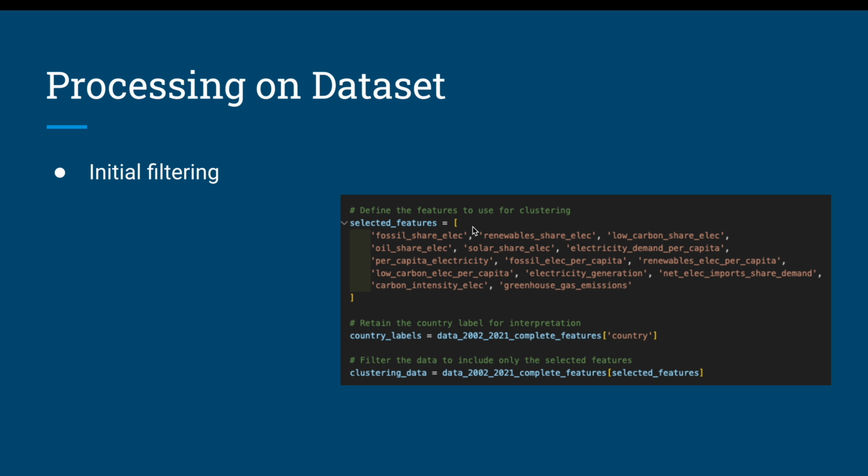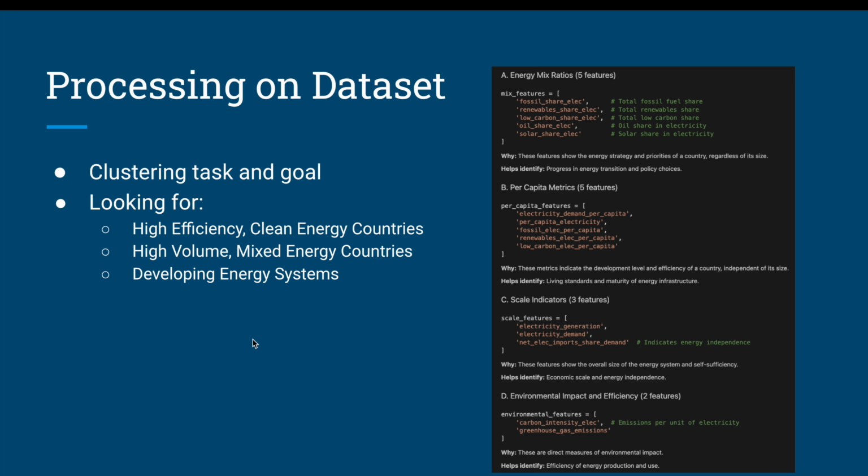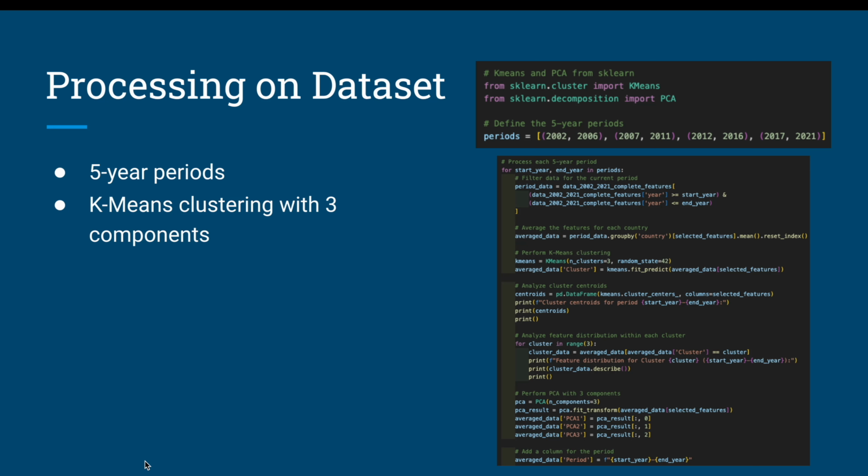So we decided on these features right here for our actual clustering task that will be used in the k-means and the k-median. And our goal, what we're looking for, is high efficiency clean energy countries or high volume mixed energy countries and developing energy systems. So if you look on the right side, we have our features that we all selected from the previous slide all laid out.